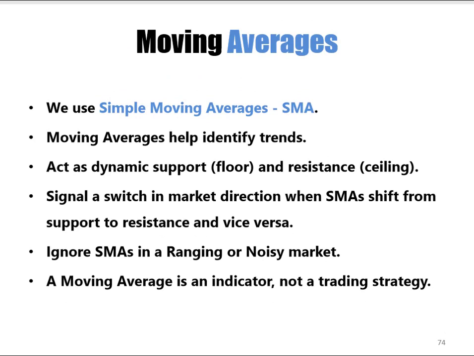We use simple moving averages, SMAs. SMAs are used to determine trend direction. If an SMA is moving up, the trend is up. If an SMA is moving down, typically the trend is down. We can use moving averages to act as dynamic support, so floor, or resistance, ceiling. We can also use moving averages in terms of our entries.